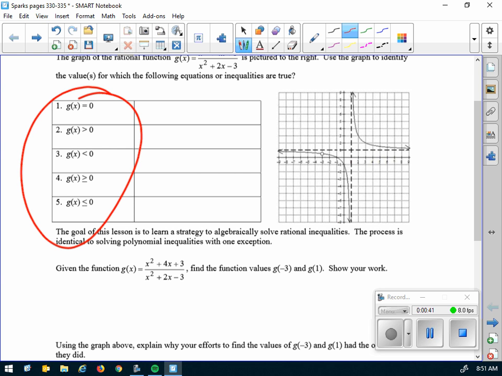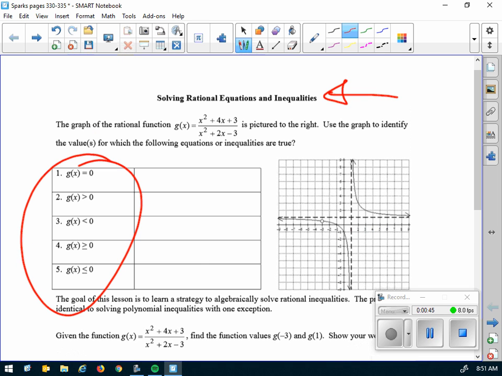But then we said, well, what if all we have is the rational expression? What if all we have is this and we don't have the graph? How can we solve those questions just with the rational expression itself?